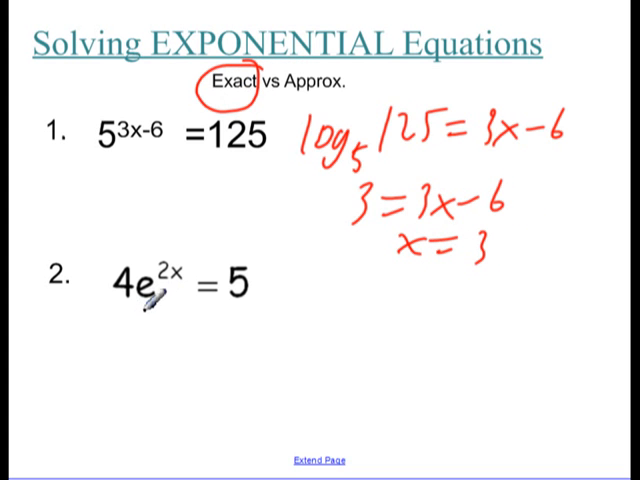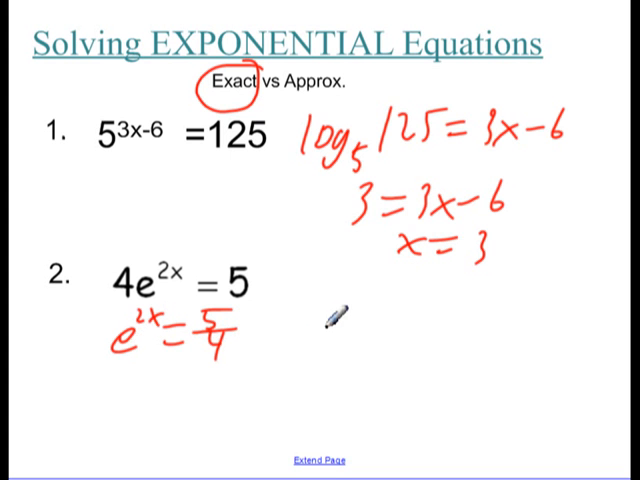Okay, now in the second one, our base is e, so that's kind of a clue that we may not be able to get an exact solution, but we may need to use our calculator to solve. So first, I need to get rid of that coefficient there. I want to write this in exponential form, in other words, nothing out in front of that e. So I'm just going to divide both sides by 4, so that I have e to the 2x is 5/4. And now we can't use the first method that we used up here, because I can't write this as e to the something. Definitely can't do that.